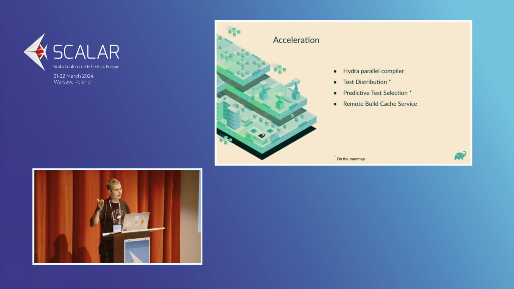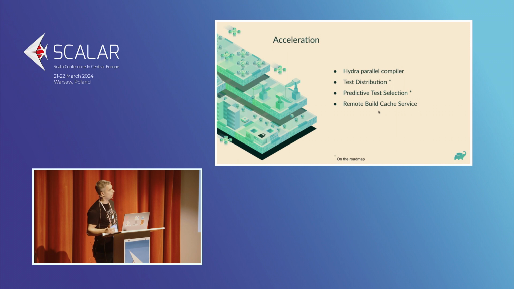I mentioned in the beginning that we do build observability, but also acceleration. So there are 4 main areas where we can try to speed up the build for SBT. The first one is the Hydra parallel compiler, which is a product that we developed while I was at Triplequote. It supports only Scala 2 for the moment, but it's a way to parallelize a single module, so it goes deeper than SBT. It's not task level, but actual file level parallelism.